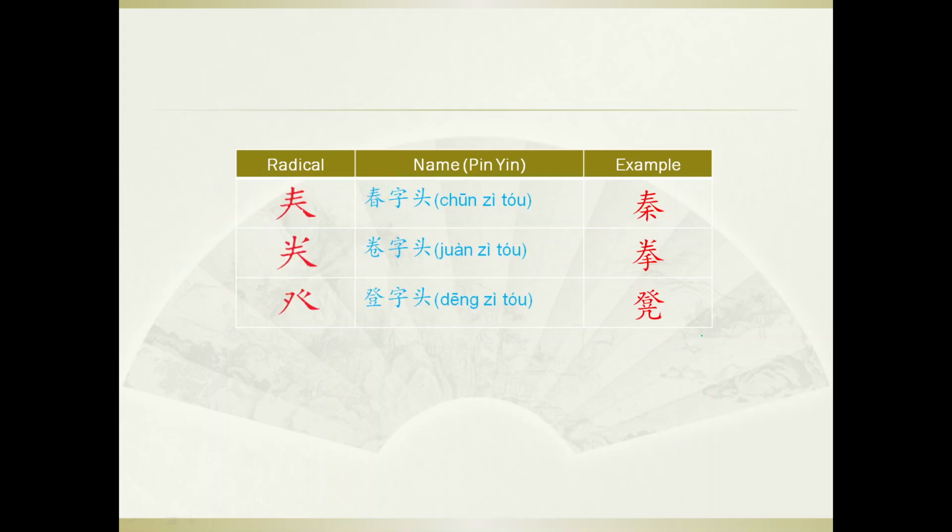Now let's check out the third set of radicals today. The first one, 春字头, spring. So this radical is the head of this word, and usually sits on top of a word. Let's write it.